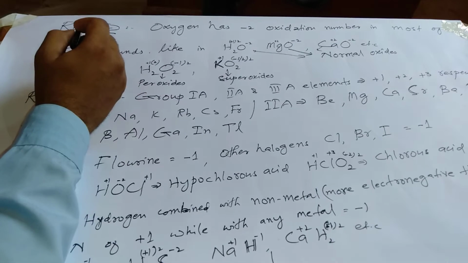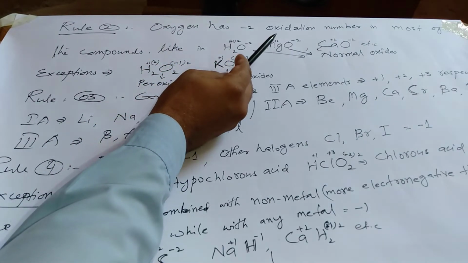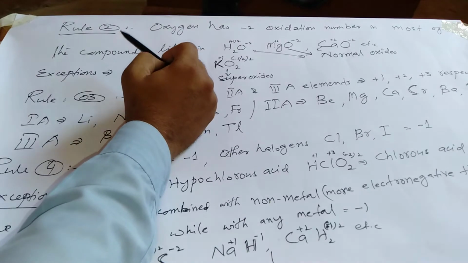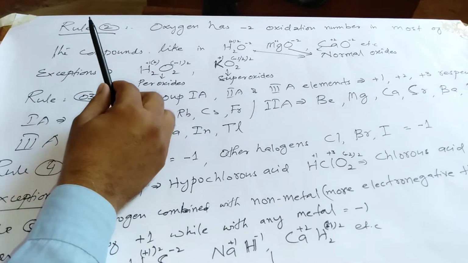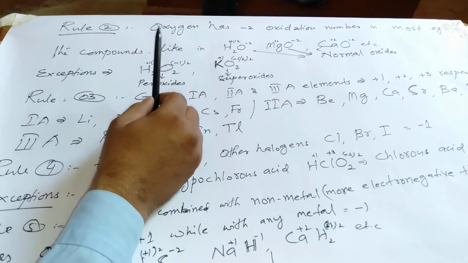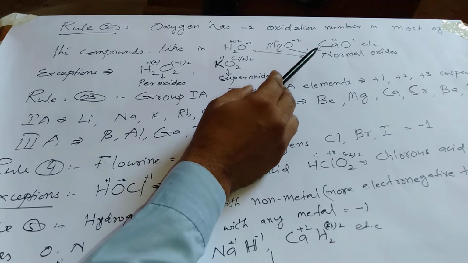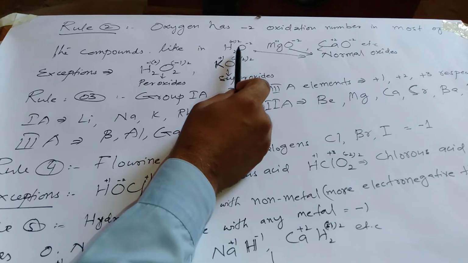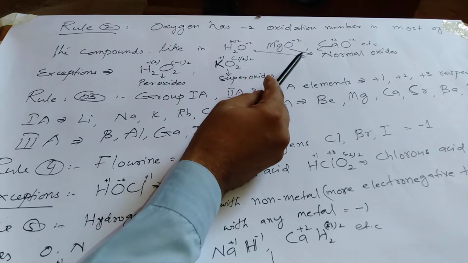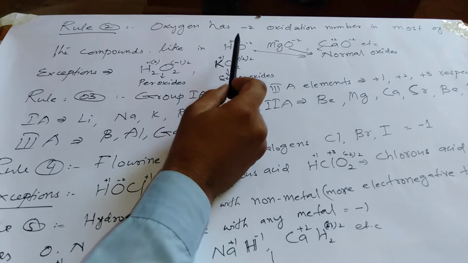Okay, so our second rule is: oxygen has -2 oxidation number in most of its compounds. Oxygen has the oxidation number of -2 in its various compounds like water, magnesium oxide, calcium oxide, etc. Here in water it has -2 oxidation number. Similarly in magnesium oxide and calcium oxide it has -2 oxidation number. This is its most common oxidation state.